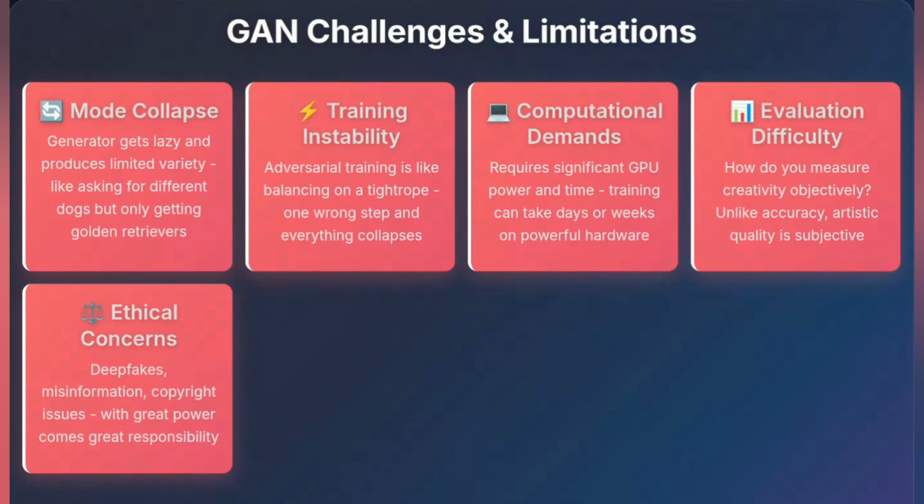Training instability is another headache. The adversarial training can be like balancing on a tightrope. One wrong step and everything falls apart. They're computationally expensive. Training a good GAN requires serious hardware and lots of time. Evaluation is tricky too. How do you measure creativity or realism objectively? Unlike traditional ML where accuracy is clear, GAN evaluation is more art than science.